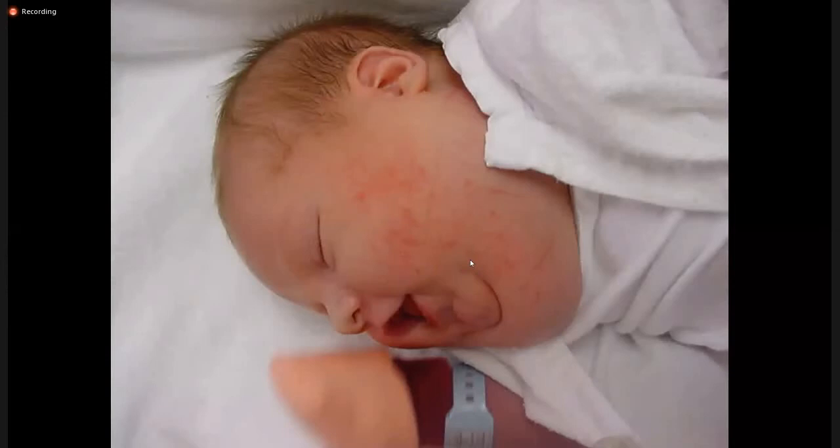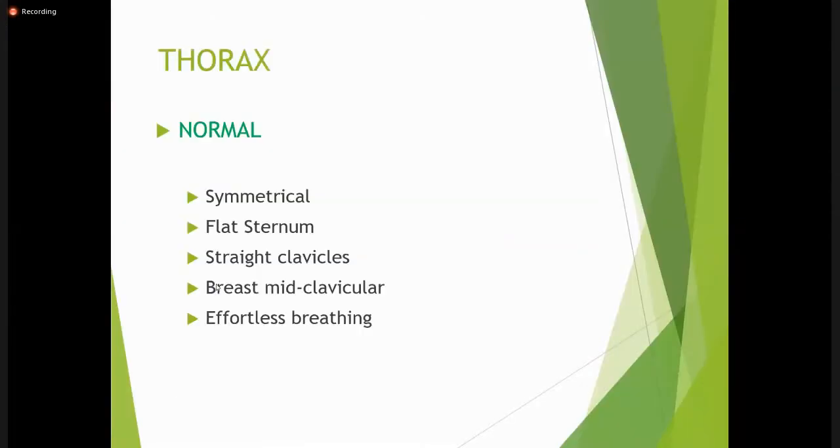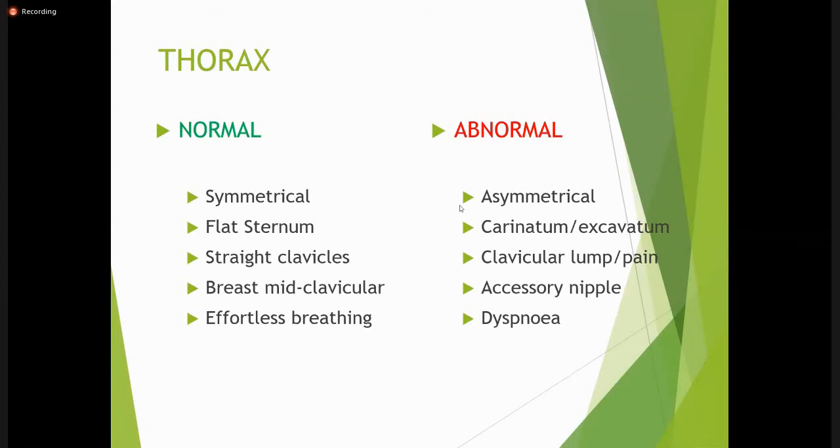Now we come to the thorax. Normally, the chest should be symmetrical, the sternum should be flat, the clavicle straight, and the breast bud should be at the mid-clavicular line, and effortless breathing means that there are no signs of distress. What are the abnormalities? If there is any asymmetry, pectus carinatum or excavatum, clavicular lump or pain, accessory nipples or dyspnea, or any signs of respiratory distress like subcostal recession, suprasternal recessions, chest indrawing.